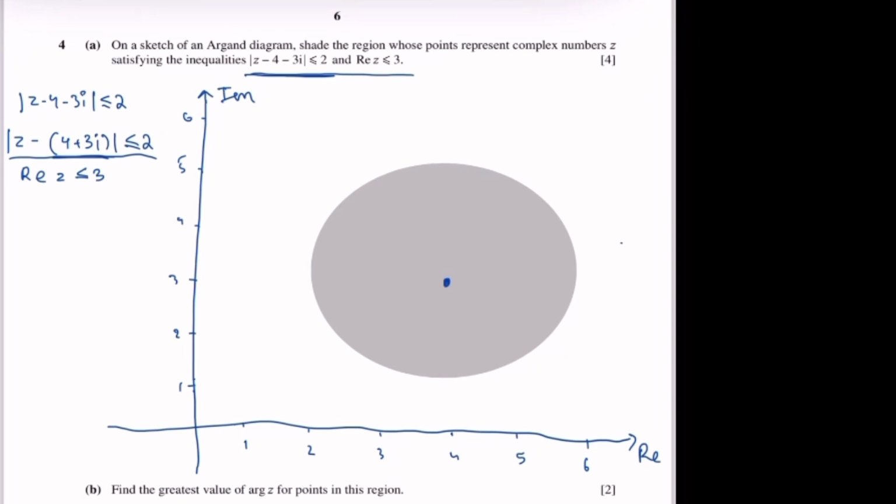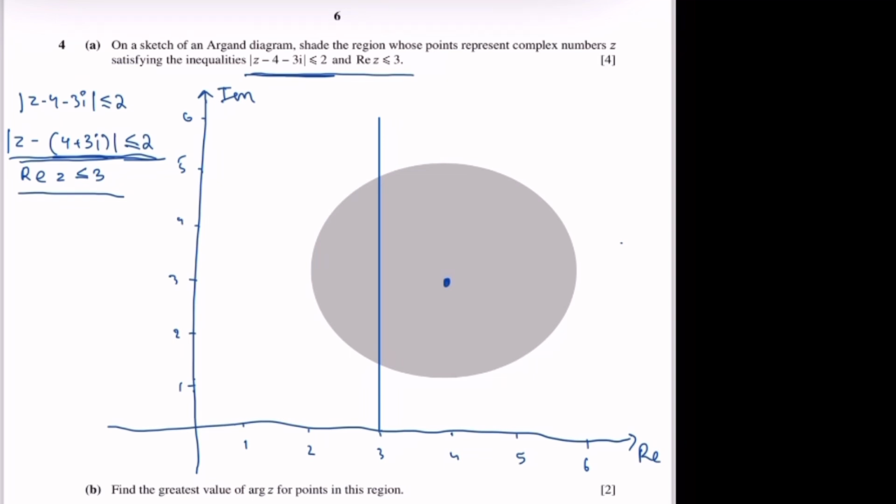And according to this inequality, point z basically lies within the circle or on the circumference of the circle, right? We're not going to shade it right now. And then they said that the real part of z is less than or equal to 3. So real part means on the x-axis, and it's less than or equal to 3. So this is our line, right? We're basically going to make a line over here. This is our line. Real part is less than or equal to 3.